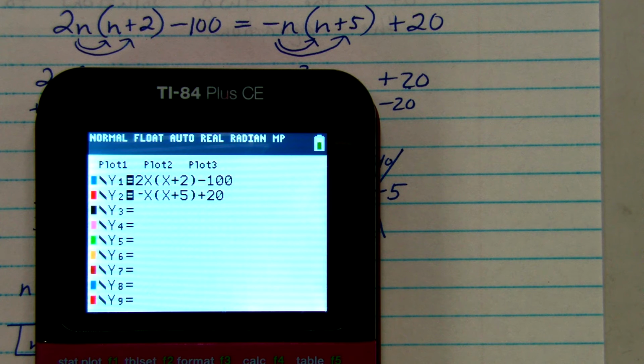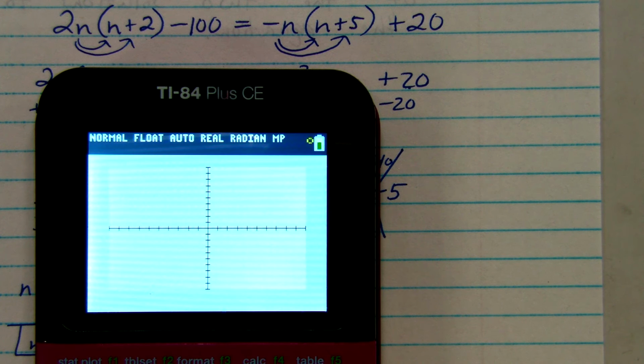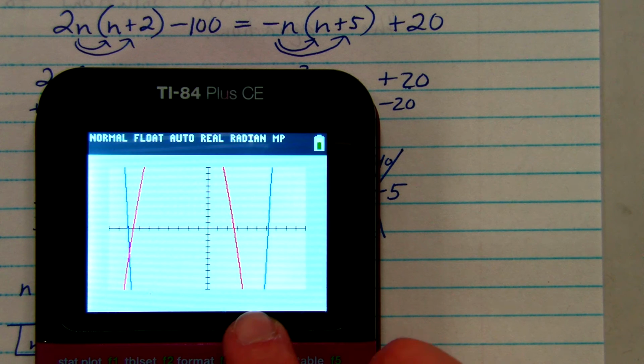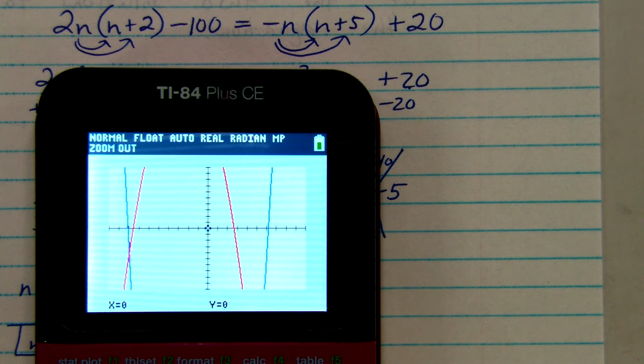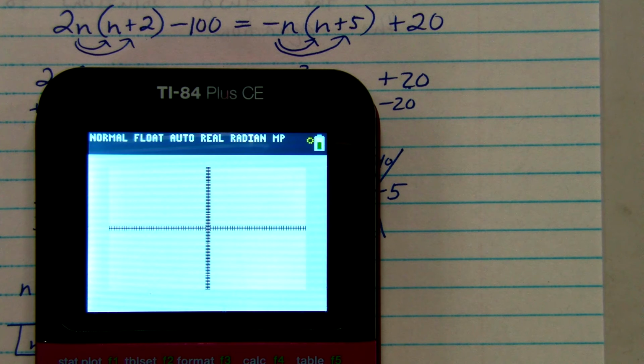And sometimes you have to play with the window a little bit and see everything, but we'll see what we can see if we just hit graph. So I can see one intersection point over here, and there's another one down here somewhere. So what I might want to do is just zoom out. So I'm going to hit zoom out, and then when you get back to the screen, it's looking for where you want to zoom out. I'll just zoom out from 0, 0.